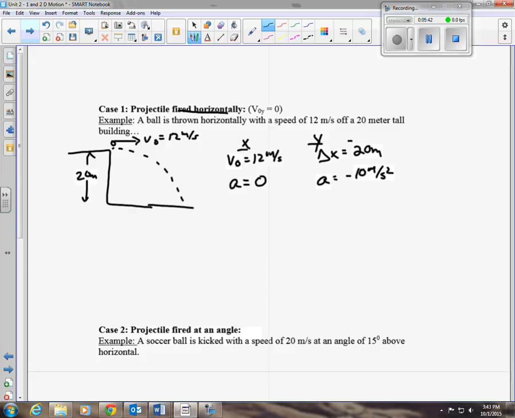Now, whenever we use the equations, we have to know 3 variables. So the third one in this case is a little bit subtle. See this V0 of 12? It's all in the x direction. Its x component is 12, and its y component would be 0. Now I have 3 things in the y direction. I'm going to use that to find time. So we can use this equation.